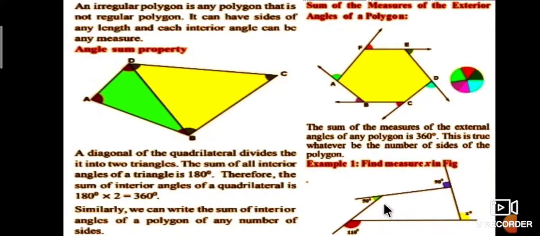Example 1: find the measure of x in the figure. Observe this figure. This is 110 degrees, this is 50 degrees, this is 90 degrees, this is x degrees.